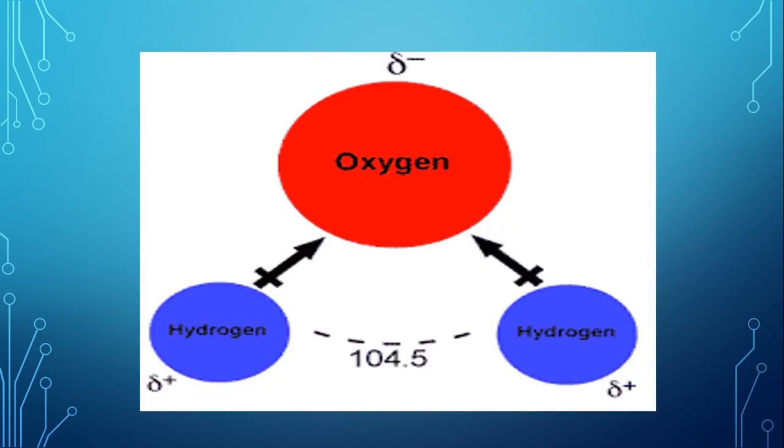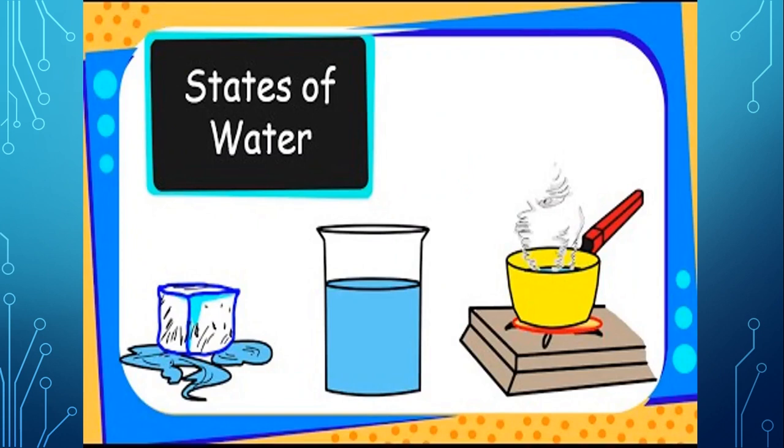The reason is, we normally know this is the structure of water. One oxygen atom and two hydrogen atoms, and the angle is 104.5 degrees. So this is the normal structure of water. So what happens when water goes from liquid state to ice state? We know that in solids molecules are closely packed, in liquids molecules are loosely packed, and in the gaseous state water molecules are freely moving, right? That is the difference between solid, liquid, and gaseous state.